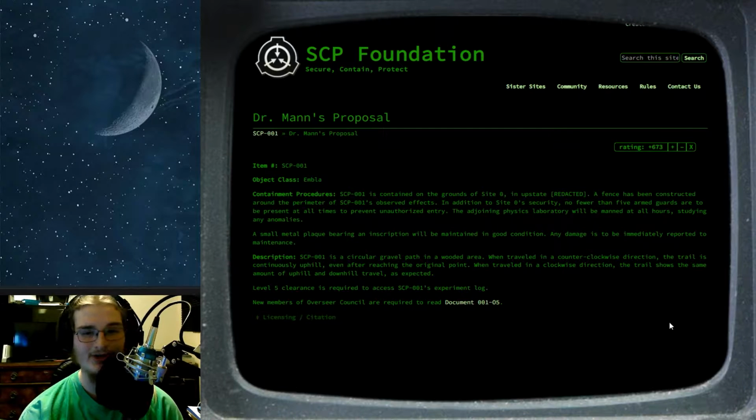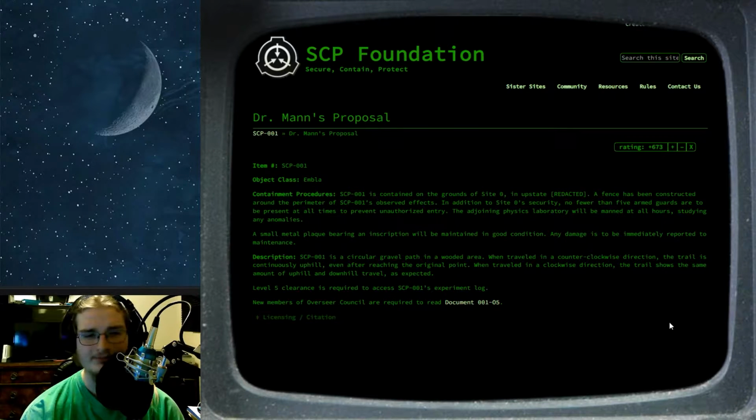SCP-001 is contained on the grounds of Site-0, in upstate Redacted. A fence has been constructed around the perimeter of SCP-001 observed effects. In addition to Site-0 security, no fewer than 5 armed guards are to be present at all times to prevent unauthorized entry. I thought the path would have been a bit bigger, but I guess not. The adjoining physics laboratory will be manned at all hours, studying any anomalies. Of the path or the SCPs that it creates? How would the path actually create SCPs? Well, I guess we're about to find out, aren't we?